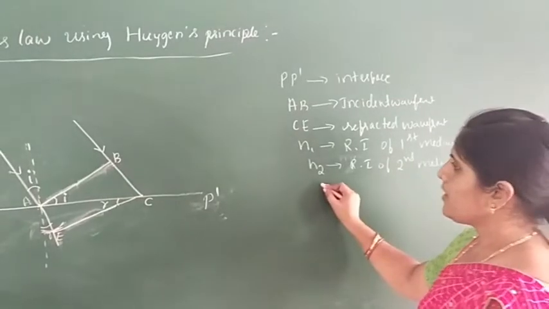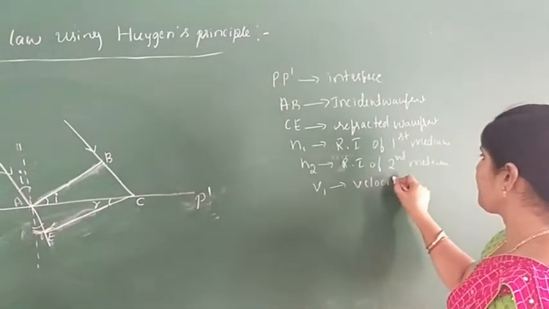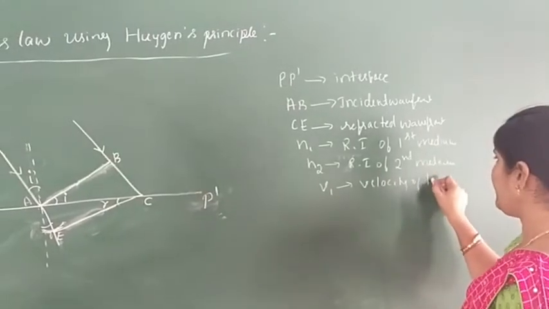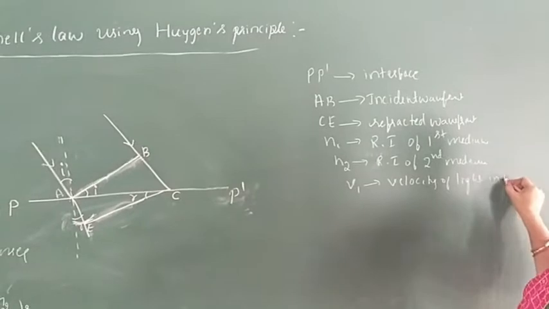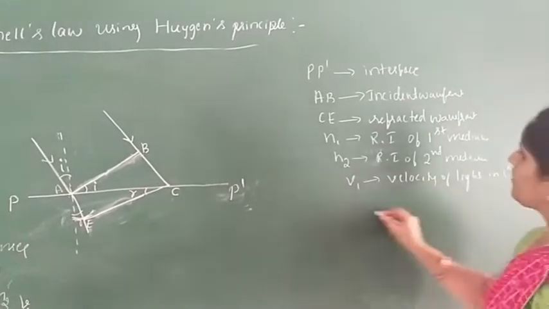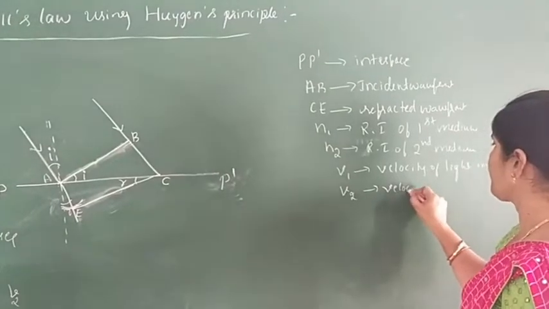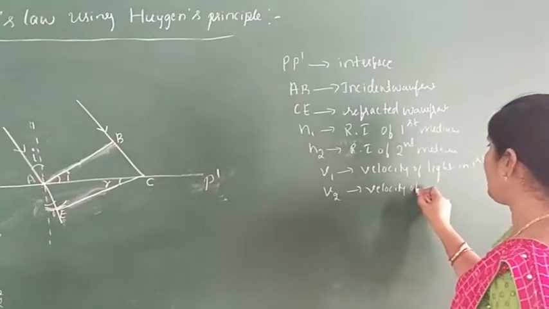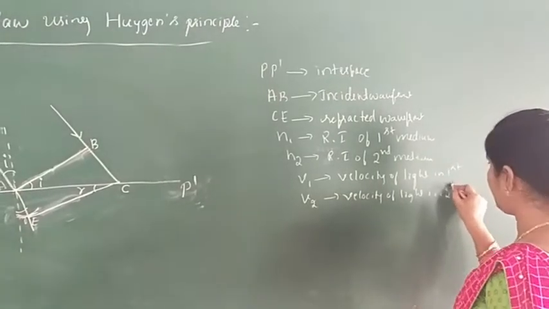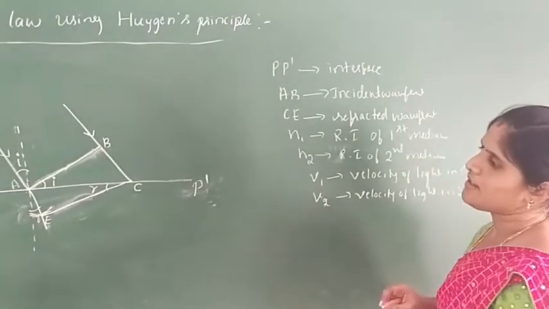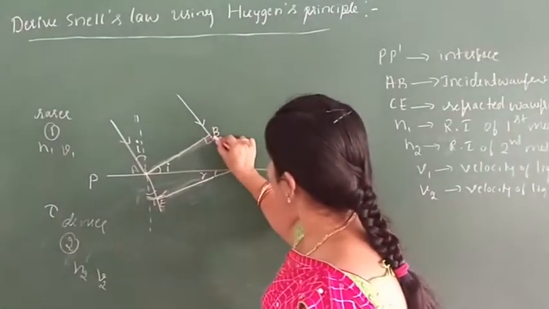Okay. Next, V1 is the velocity of light in the first medium. V2 is the velocity of light in the second medium. So this is 90 degrees, that is perpendicular.